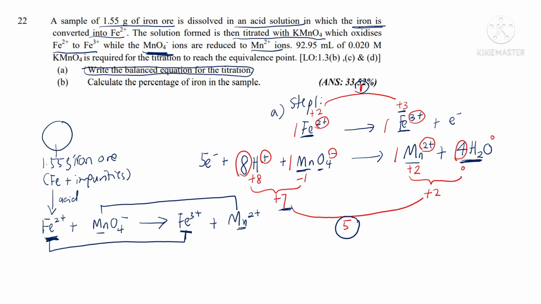Okay, and after we have balanced the atoms and the charge of the two half equations, then we need to identify which equation is oxidation and which one is reduction. So we know that oxidation is losing electrons. So electrons will appear on the product side. And we can see that the iron half equation has electrons on the product side. Therefore, it is the oxidation half equation.